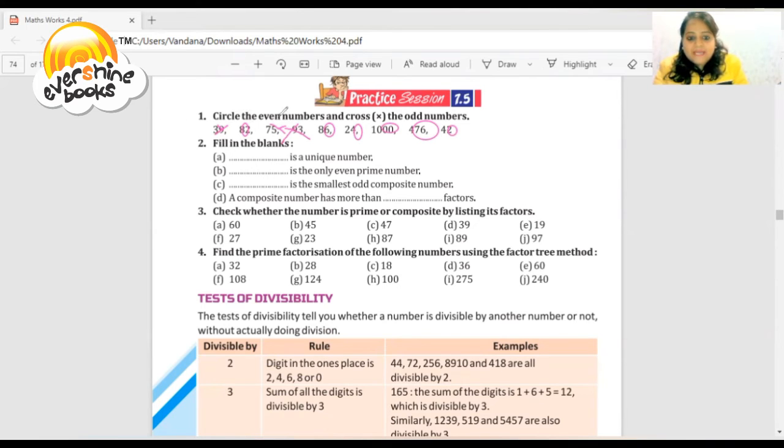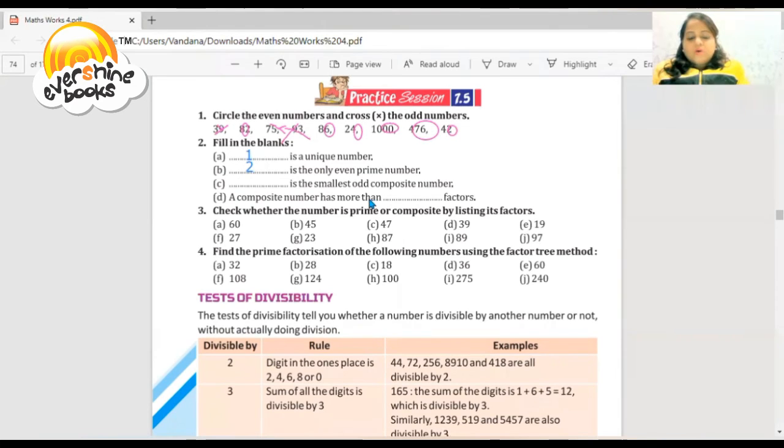Now fill in the blanks. Dash is a unique number. Can you tell me which number is a unique number? Yes. Now students, fill in the blanks. Dash is a unique number. It means 1 is a unique number. Dash is the only even prime number. 2 is the only even prime number because it divides by the number 2 and 1. Dash is the smallest odd composite number. Your answer is 9. So write here number 9.